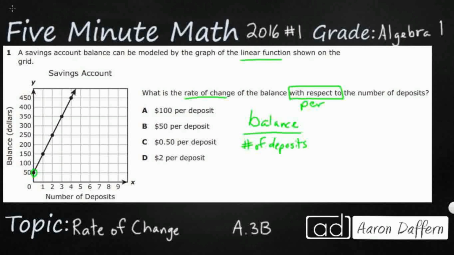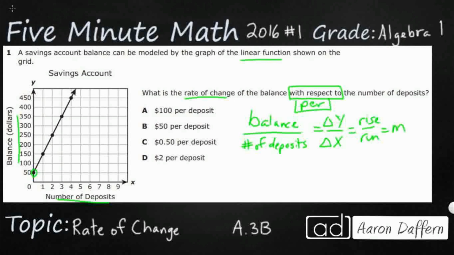All right, so how does that show up on this graph? Well, the balance is the y, and the number of deposits is the x. And when we're dealing with this per, that means that we are going to be looking for the change in y over the change in x. So our deposits are x, balance is y. Hopefully this looks familiar. Change in y over the change in x. Another way to think of it would be rise over run. If you're thinking slope, you are correct.